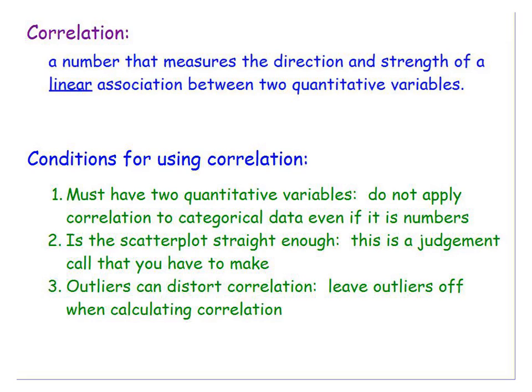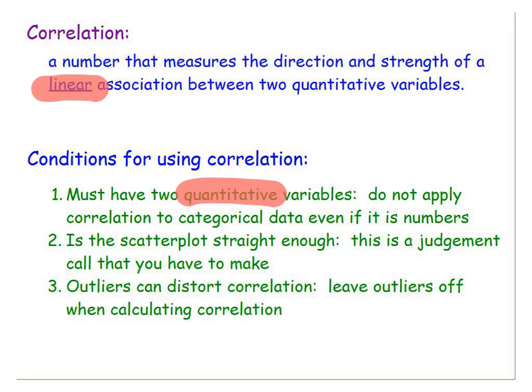Now there is one important thing that I want to highlight. It only tells you the direction and strength of, let's do that in a different color, of a linear association. If you make a scatter plot and you do not have a linear scatter plot, you cannot apply the concept of correlation. So there are conditions for using this. One, you must have two quantitative variables. If for some reason you have a categorical variable, you cannot apply correlation.